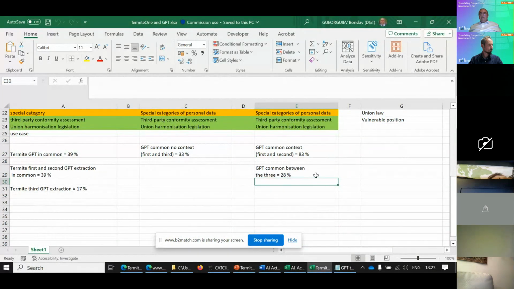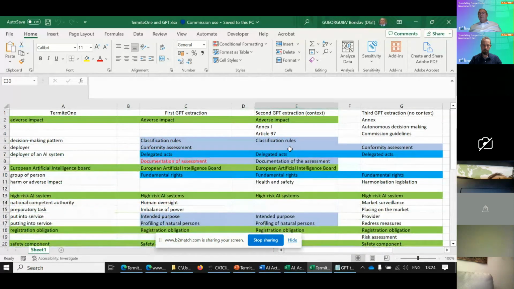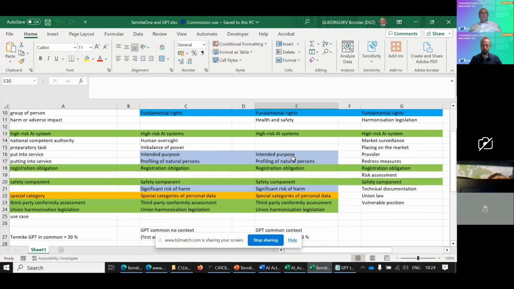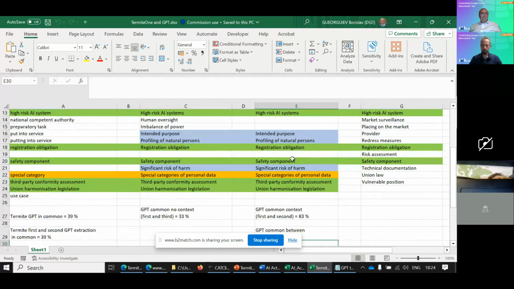And here again, when we look at the extraction when you use context, I mean, when we have done second extractions, but with the knowledge of which terms were extracted the first time, we have 83% of common terms, which proves that if we provide context to GPT, if we explain what you want exactly and what was done before, we can get quite good results finally. But okay, it's extra work, of course.